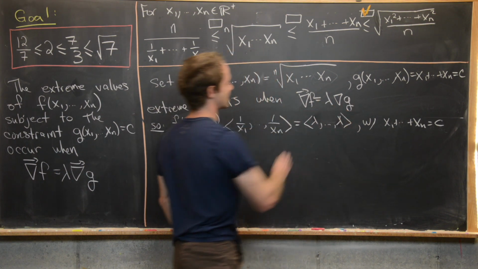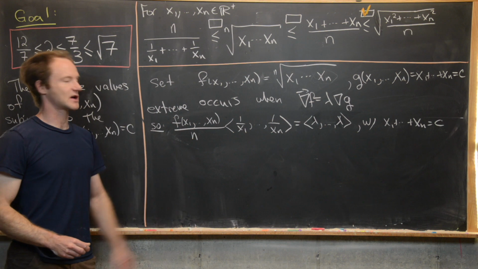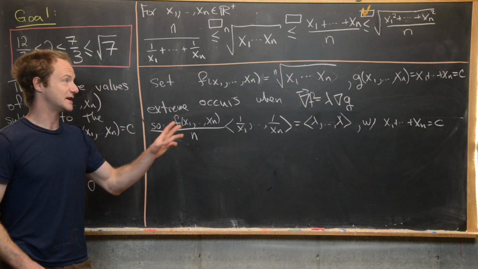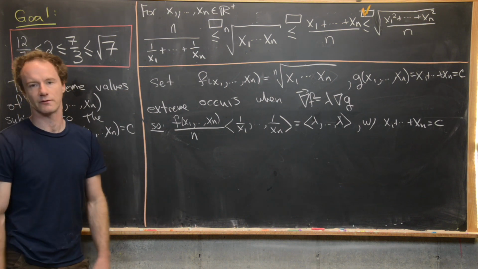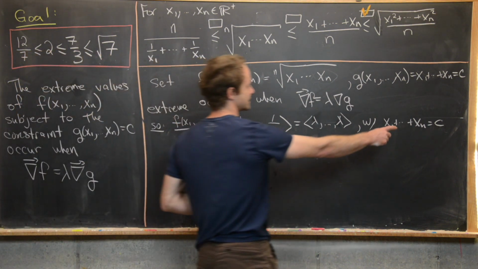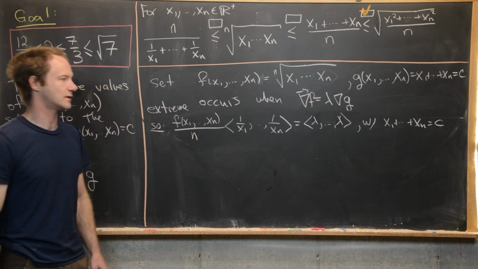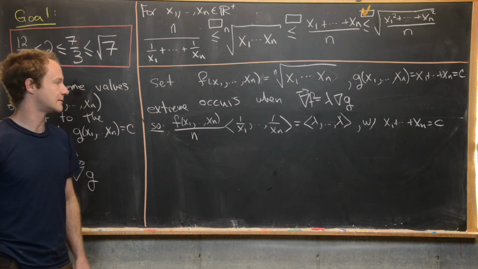So notice that's just going to give us lambda, comma, lambda, and so on and so forth. That's because the gradient of g was just 1, 1, 1, and so on and so forth. And I should say our constraint equation is still this: x1 plus up to xn equals c.